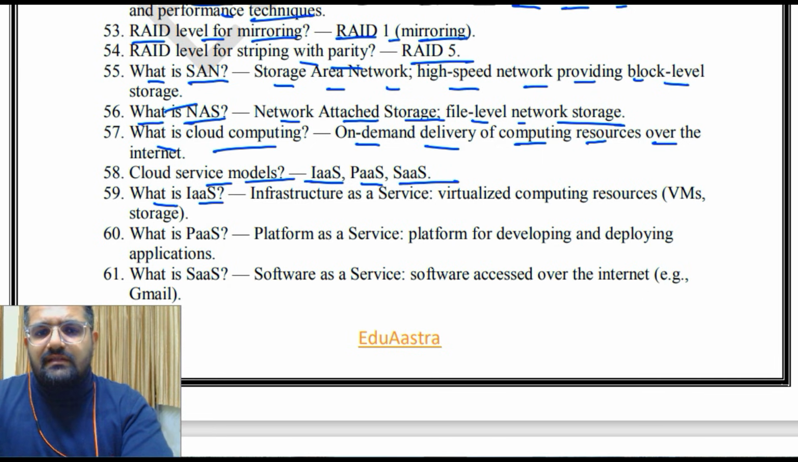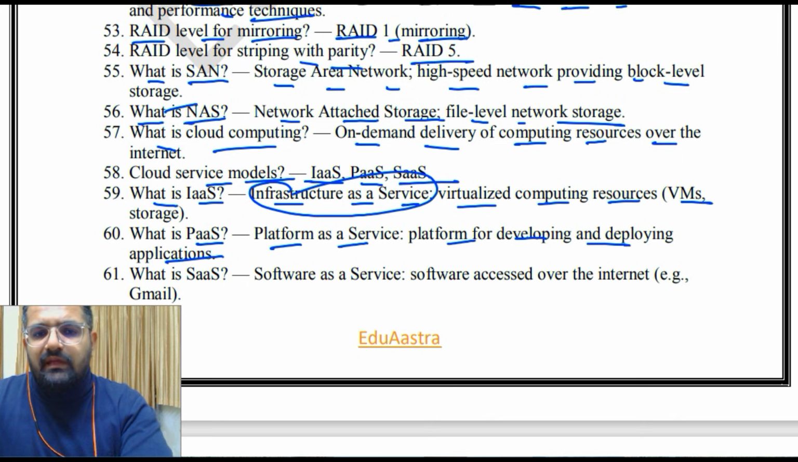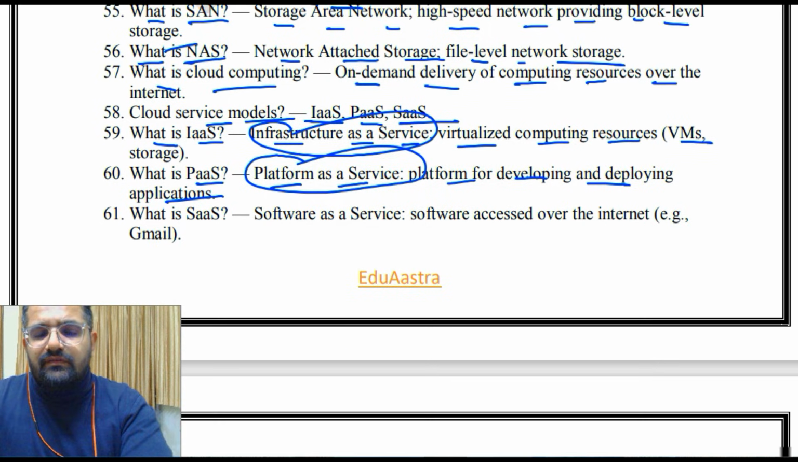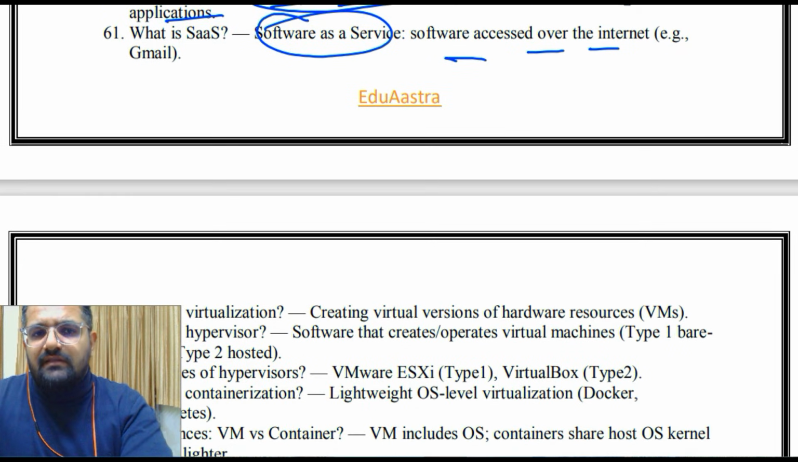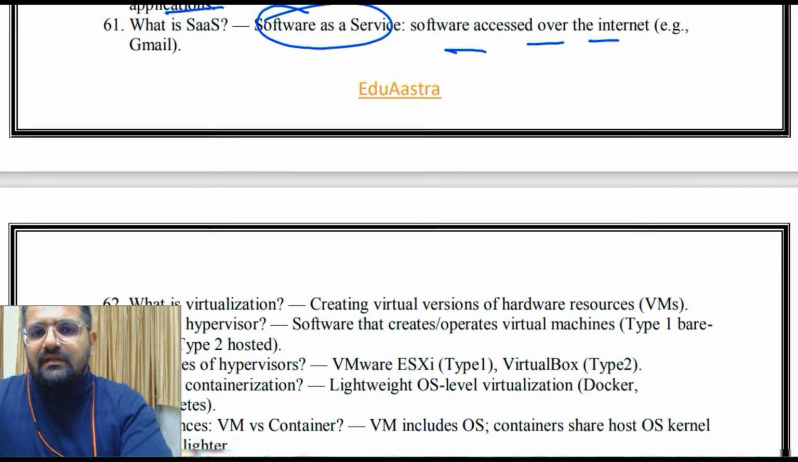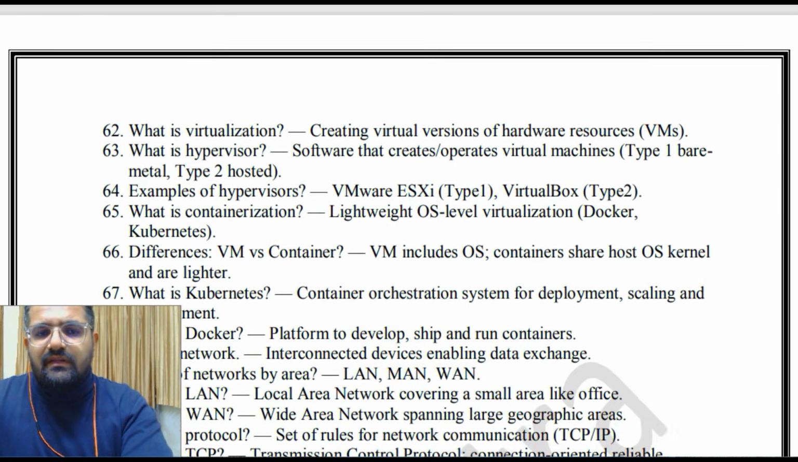What is IaaS? Infrastructure as a service, virtualized computing resources, VM, storage. What is infrastructure as a service? Then what is PaaS? Platform as a service, platform for developing and deploying applications. Then what is SaaS? Software as a service, software accessed over the internet, example Gmail. So SaaS is software as a service, very important.